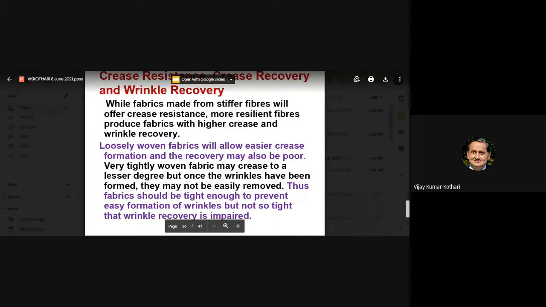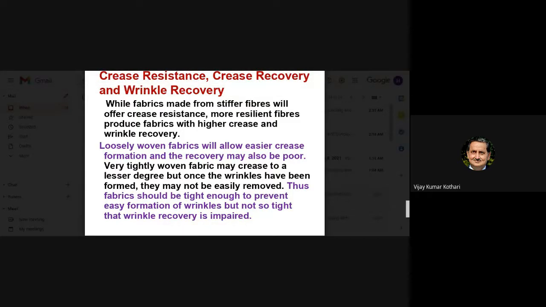Ideally, one should have a balance of tightness and stiffness, so that creases are difficult to form, but once the creases are formed, there should be enough energy in the structure to cause good recovery from those creases. And obviously some fibers and some constructions are more prone to such behavior.